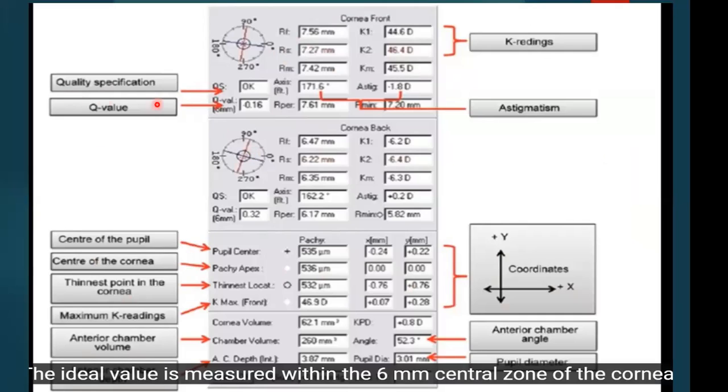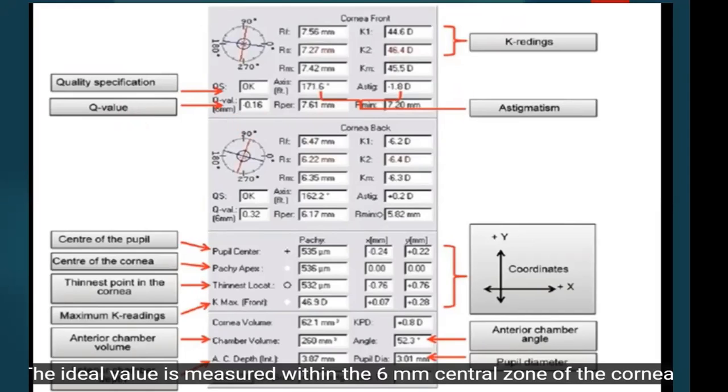Like I told you, you must always see the quality specification, which is in this box on the extreme left. You see QS, that is quality specification. Then you see something known as the Q value. What does Q value mean? It is the asphericity of the anterior surface of the cornea, and it is measured within the central 6 mm. Normally, it is -1 to 0. And in post-myopic LASIK, we'll get an oblate cornea. So that time it will be positive. Otherwise, in normal corneas, it will always be -1 to 0.